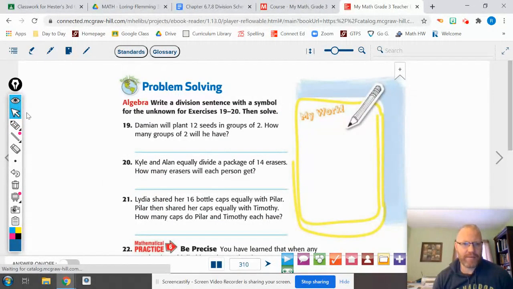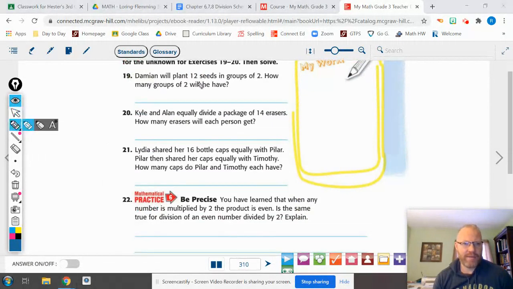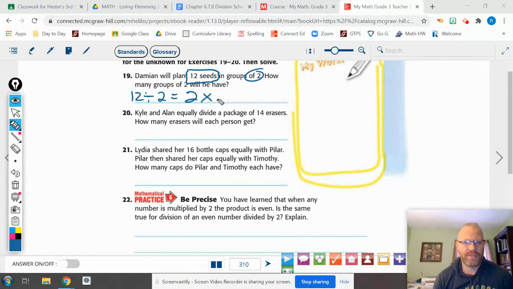And on the back side, we have Damien. Make sure that you finish these. If you did not finish these yet, pause this video, finish these, and check your work. Damien will plant 12 total seeds. So we have 12 seeds divided by 2, groups of 2. How many groups of 2 will he have? So groups of 2. So we have 2 times something equals 12. 2 times 6. So it's 6 groups.